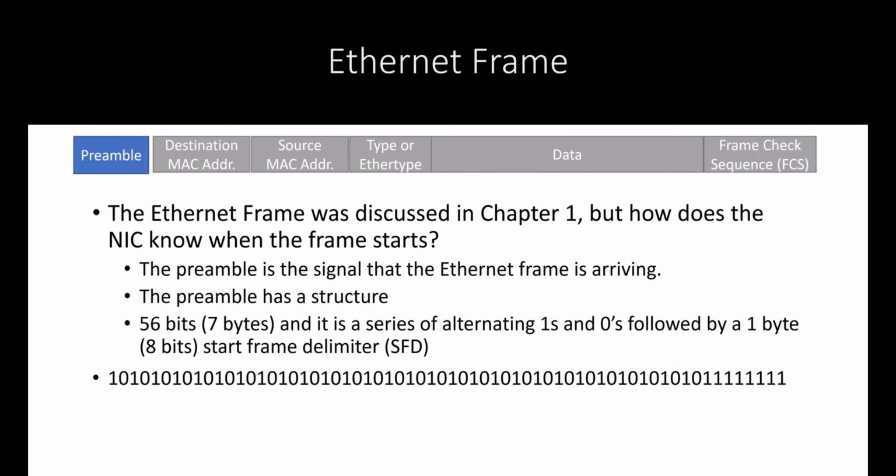So how does our network card know when this Ethernet frame starts? We do this with a preamble. The preamble is 56 bits of alternating ones and zeros, followed by an 8-bit start frame delimiter. And it looks just like we have below. So when your network card sees this pattern, it knows the bit immediately following this is going to be the first bit of our Ethernet frame.